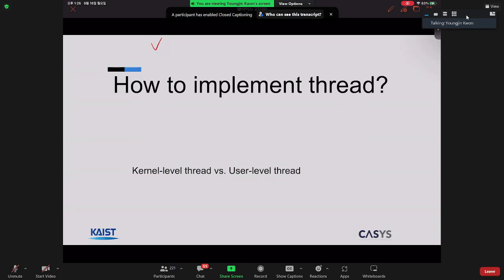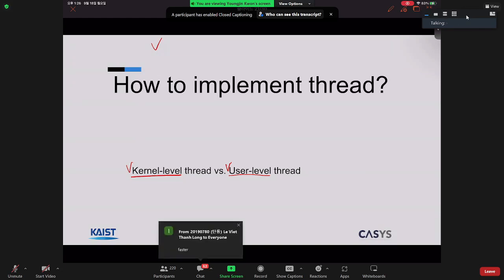Thread implementation has two important keywords: kernel level and user level. Kernel level thread implementation seems natural, right? A process is implemented in the kernel, so the process PCB is implemented in the kernel for protection. But why does user level thread implementation make sense? There is no user level process implementation. I never heard about that one. But user level thread implementation exists. Why?